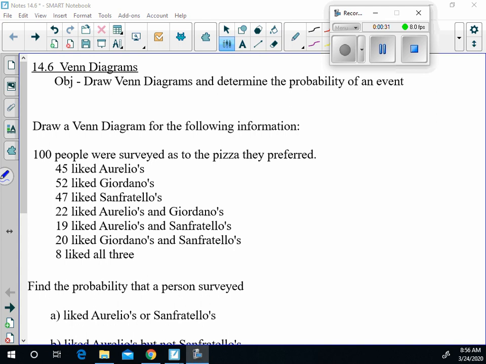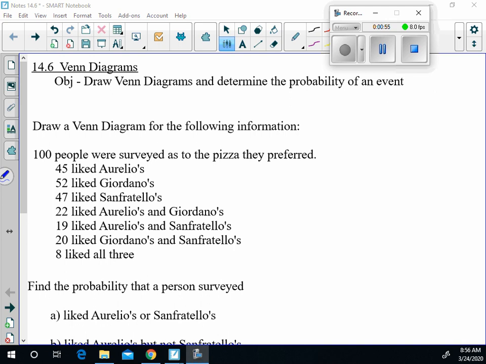We're going to draw a Venn diagram here to model the following information. We've got 100 people who were surveyed as to the type of pizza they preferred. We've got places like Aurelio's, Giordano's, and San Fratello's. San Fratello's is not open anymore. It used to be a local place in Glenwood. Unfortunately, they have not been able to survive over the years, but they still make it into the survey that we use for our information.